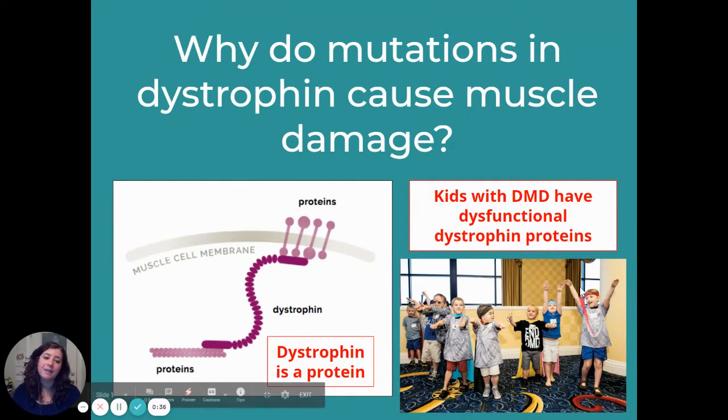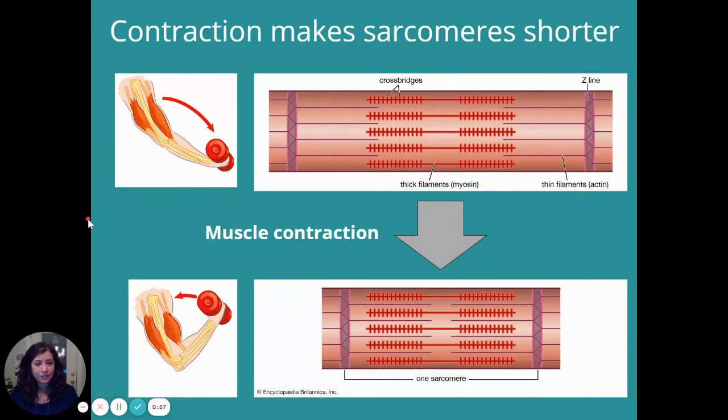And the reason for that is because they have dysfunctional dystrophin proteins. So this protein is not working normally in kids with DMD. So if we ever want to figure out, can we make a cure to make these kids better? Well, to figure that out, we need to understand how this protein works. So to do that, let's remember really quick just how your muscles work.